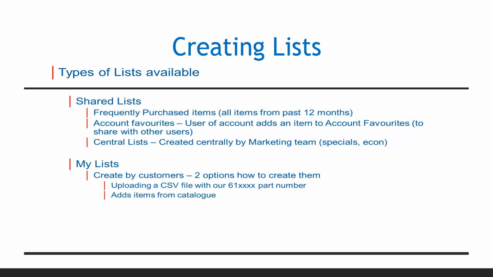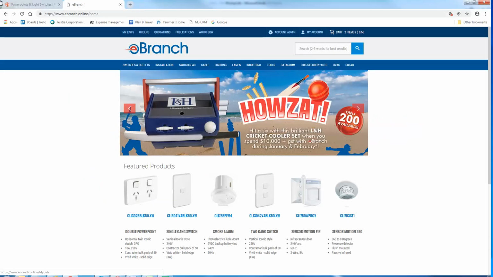You or one of your employees can upload a CSV file with our 6.1 part numbers. You can also create a list by adding items from the catalogue. To view existing lists or to create a new list, click on My Lists.